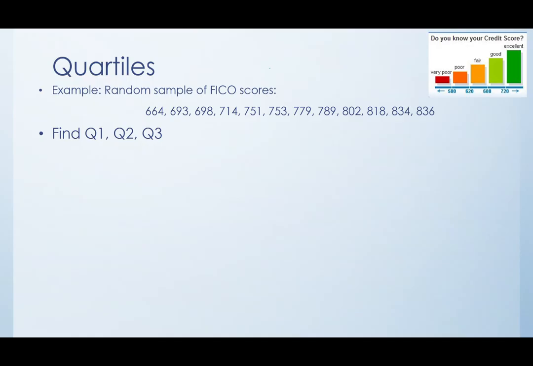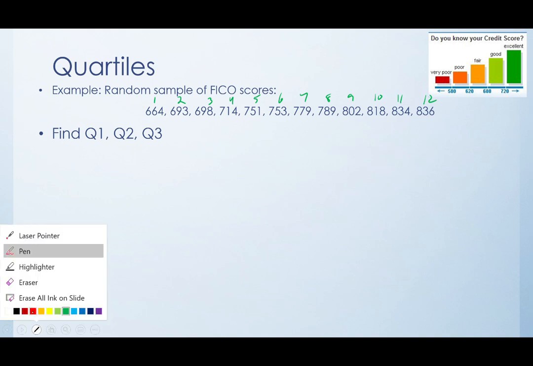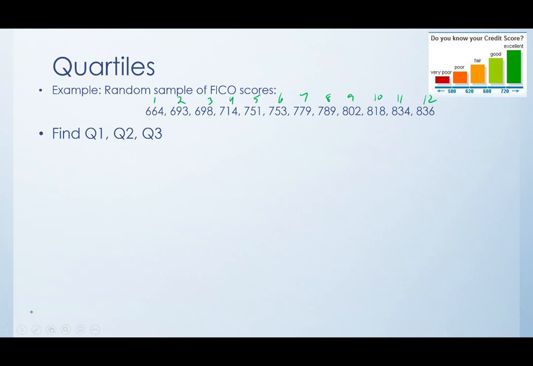All right, so we've got a random sample of FICO scores here. Let's see, how many do we have? 1, 2, 3, 4, 5, 7, 8, 9, 10, 11, 12. And thankfully, I put them in order already, right? So there's 12 data values. So our median, we'll start off with that one, will be in position 12 plus 1 over 2, 6.5. So our median is going to fall right between the 6th number and the 7th number. So we've got to average those two.